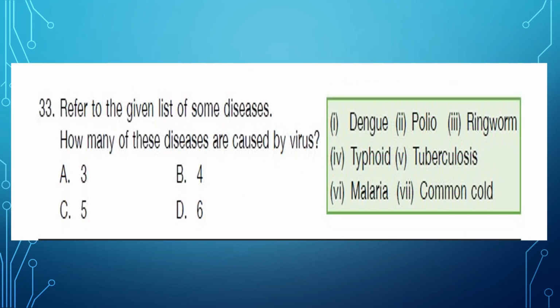Question number 33. Refer to the given list of some diseases. How many of these diseases are caused by virus? Dengue, polio, ringworm, typhoid, tuberculosis, malaria, common cold. Here, dengue, polio and common cold are caused by virus. So our answer is option A, 3.